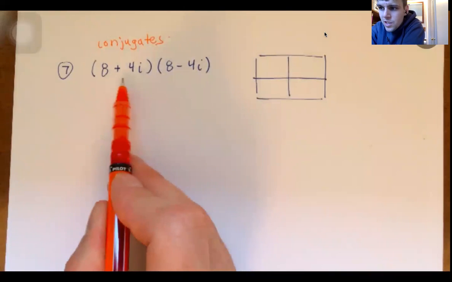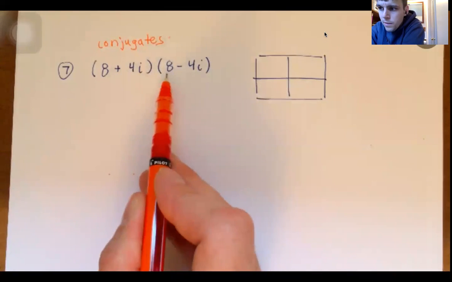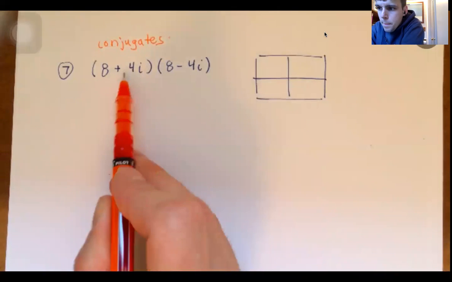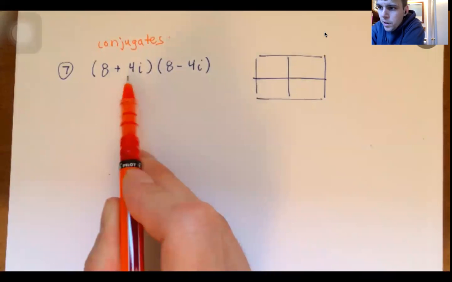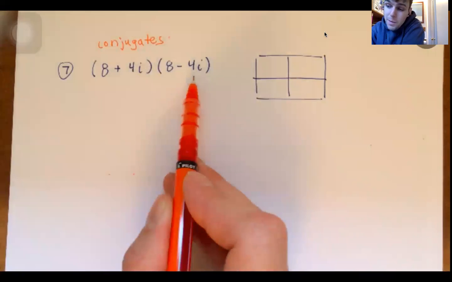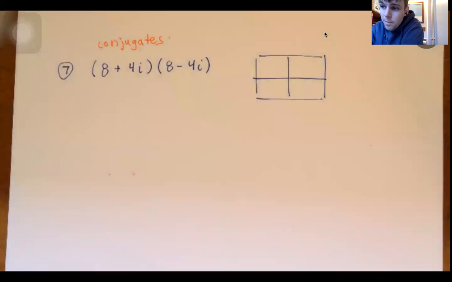But I know they're conjugates because they have the same real part, but one of them's plus, one's a minus. They have a positive real part and a positive imaginary part and a negative imaginary part. And when they get multiplied together, it's going to follow that difference of squares pattern that we learned about in the past. And that's going to be really great for us because we'll end up with a purely real number answer. Let's see how that happens.